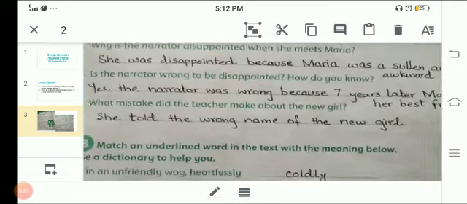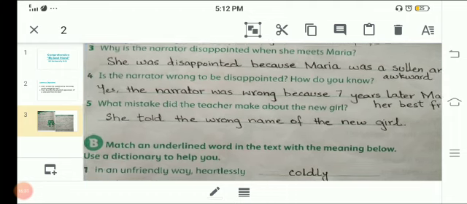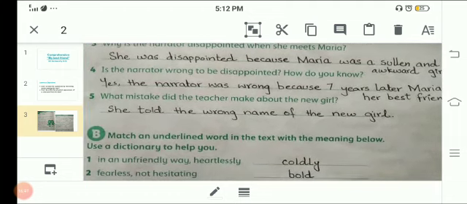Fine. Number 5. What mistake did the teacher make about the new girl? Yes, that was a hidden point, students, which you have to find out. In the start of the text, the teacher made a mistake. What was the mistake? Yes, definitely. The mistake was she told the wrong name of the new girl.